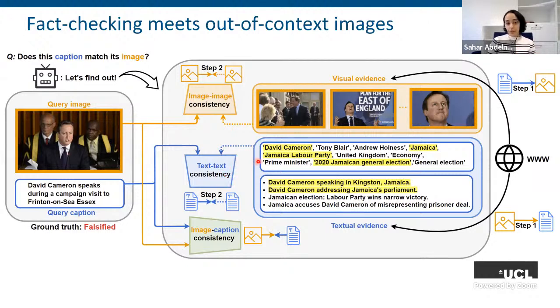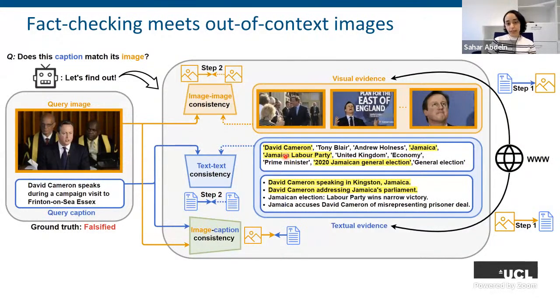When looking at the textual evidence here, we can see that it mentions David Cameron. We might already know that because we know that this is David Cameron in the image. However, it mentions that he is speaking at some event in Jamaica, and this is probably different from, or contradicting, what the caption says. Through this text-text consistency part, we hope to be able to automatically detect this kind of discrepancy.